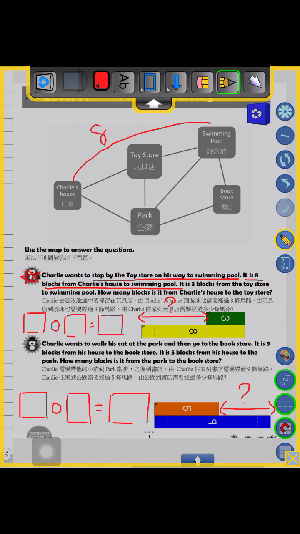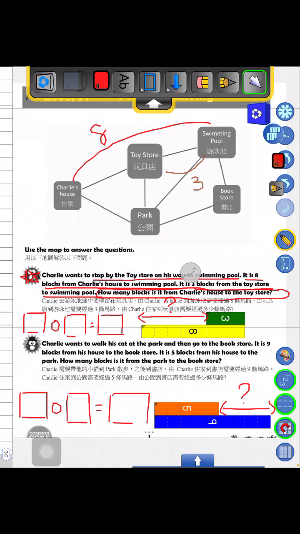And then the question also said it is 3 blocks from the toy store to the swimming pool. And we draw on the map from toy store to the swimming pool 3 blocks. And then we need to find how many blocks is it from Charlie's house to the toy store.